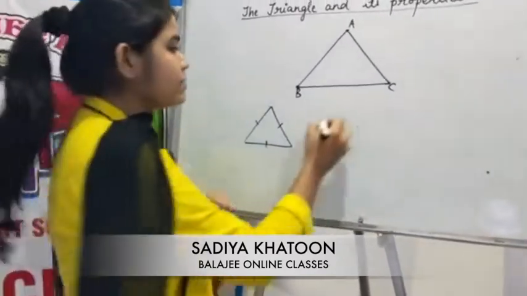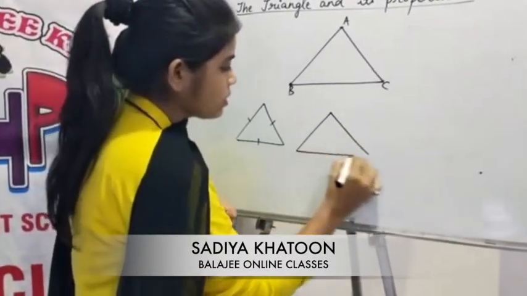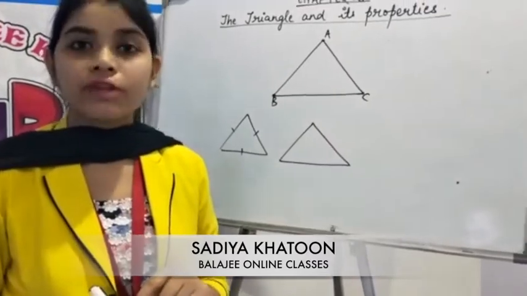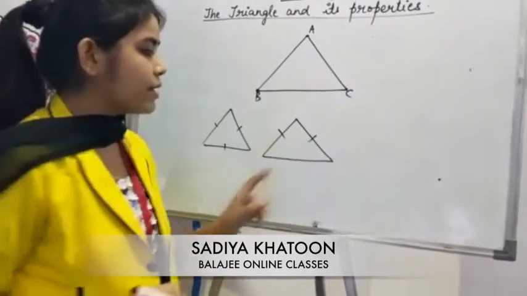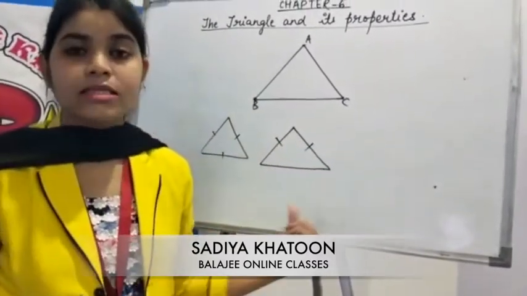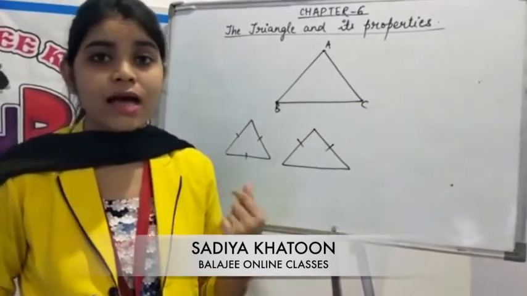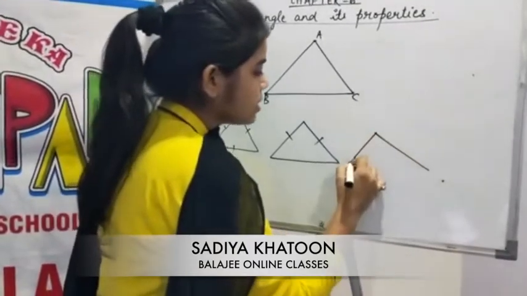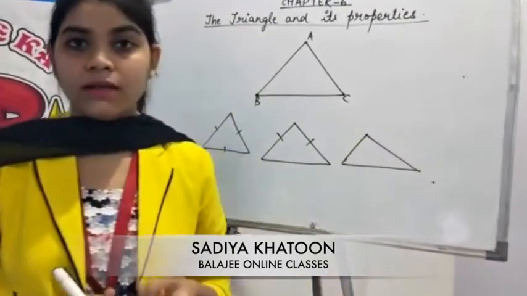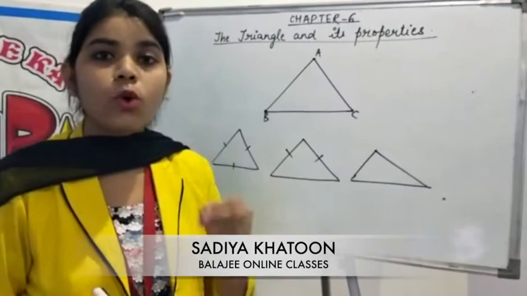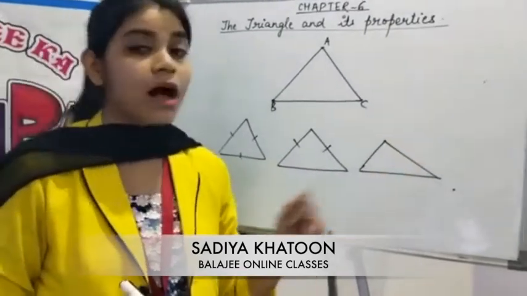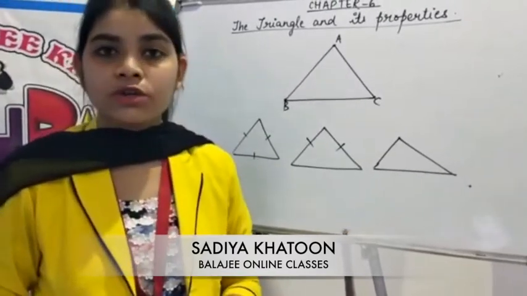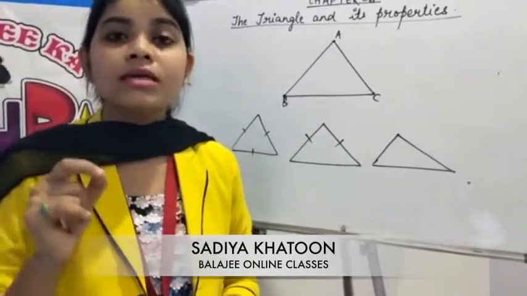The second one is a triangle in which two of the sides are equal and one side is of different length. Suppose these two are equal and this one is of the different length, then this kind of triangle is known as isosceles triangle. And the last one is scalene triangle. A scalene triangle is the one in which all the sides of the triangle are of different length. So these were the classification of triangles based on the sides.